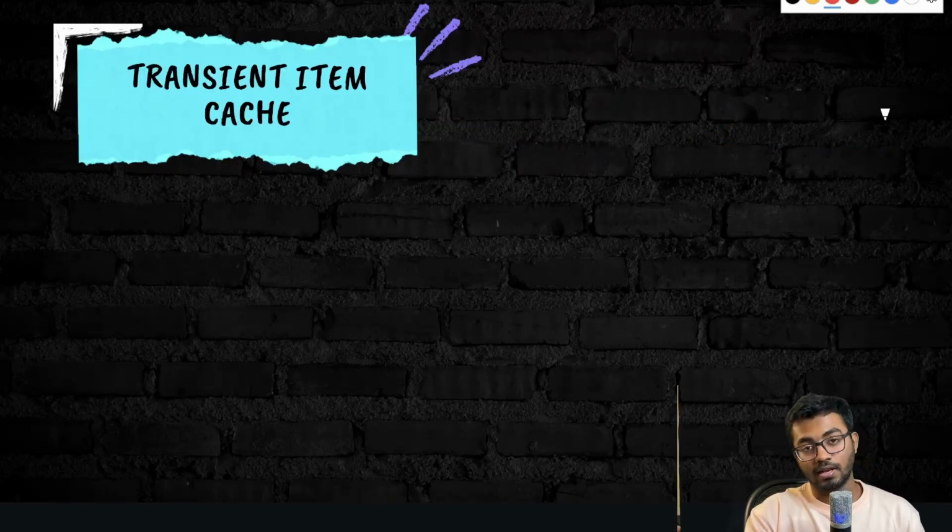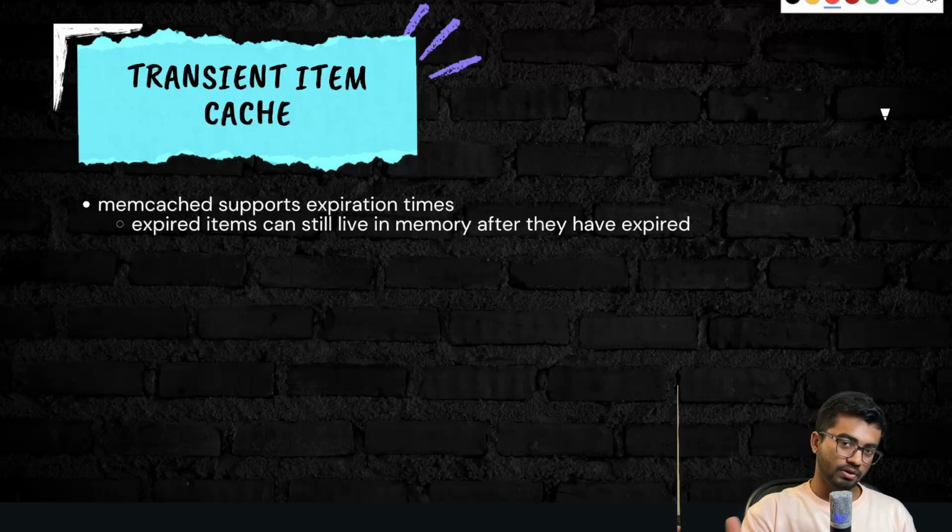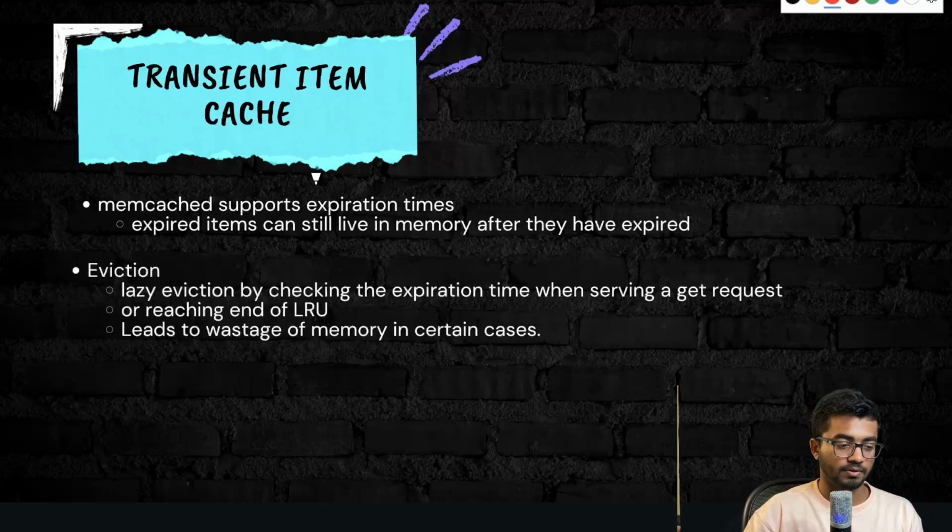One of the last optimizations they did was the transient item cache. So what exactly is the transient item cache? If you read a little bit about Memcache, Memcache supports expiration times. That means you can specify an expiration time beyond which the record should expire. But Memcache implements this in a lazy way. That means the expired items can still live in memory even after they've expired. So the eviction is lazy. The eviction happens by checking the expiration times when serving a GET request. If a GET request comes and it has expired, then they will evict it, not proactively evicting all of these instances.